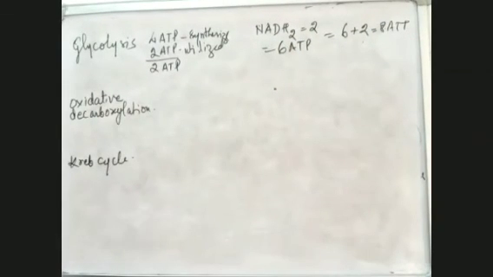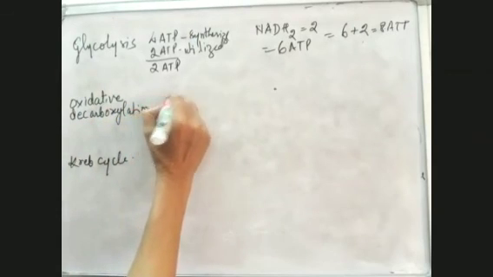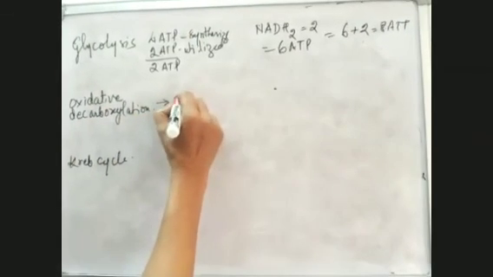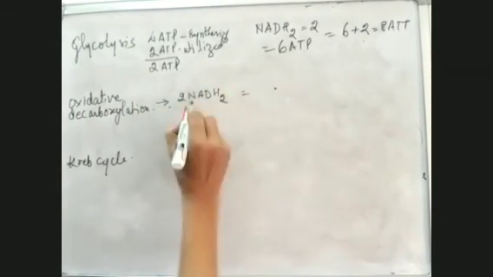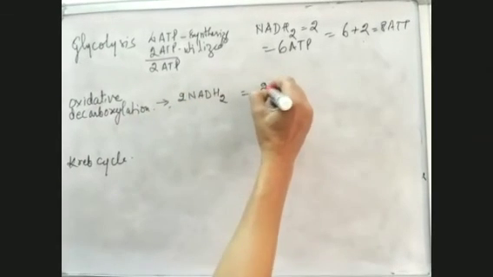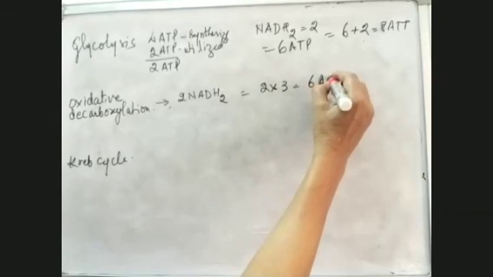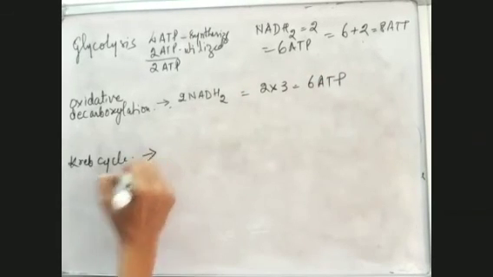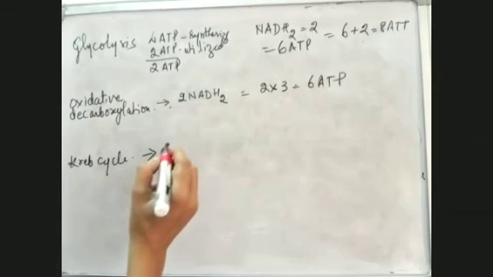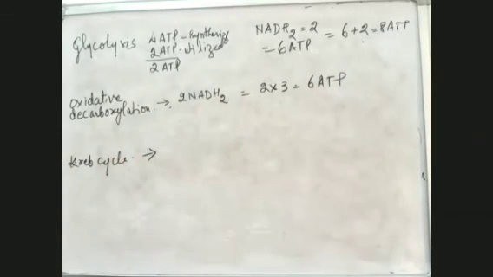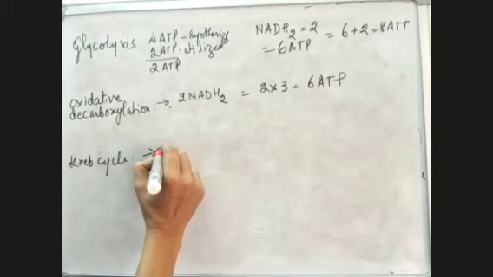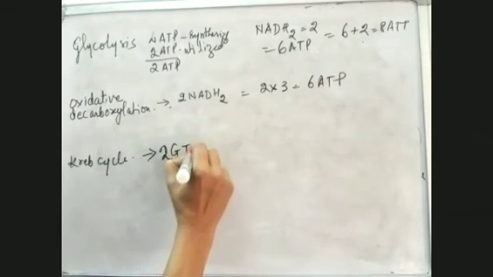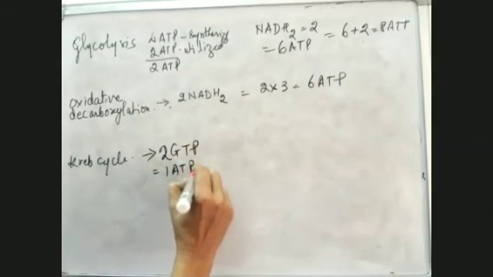And in case of oxidative decarboxylation, 2 NADH2 were produced. So they yield 2 threes, because 1 NADH2 is 3 ATP. So 2 into 3 gives you 6 ATP here. And what about the Krebs cycle? In the Krebs cycle, 2 GTP are produced. So 2 GTP is equal to 1 ATP.